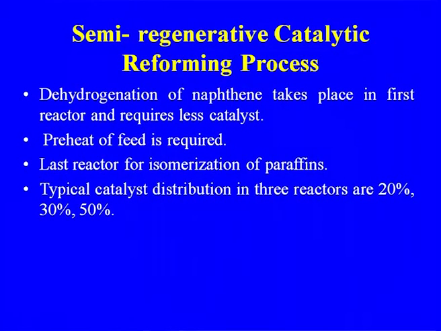Dehydrogenation of the naphthenes takes place in the first reactor. Some reaction takes place in the first reactor, second reactor and third like that. Dehydrogenation of the naphthenes takes place in the first reactor and requires less catalyst. Preheat of the feed is required. The last reactor is for isomerization of the paraffins. Typical catalyst distribution in the 3 reactors is 20, 30 and 50.